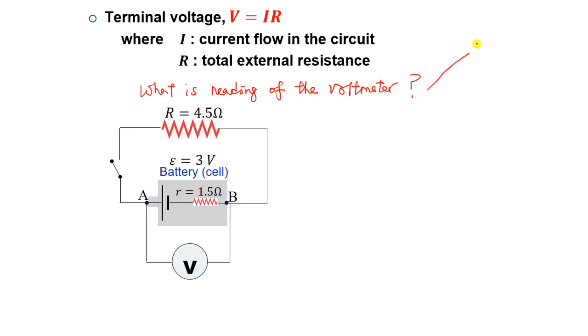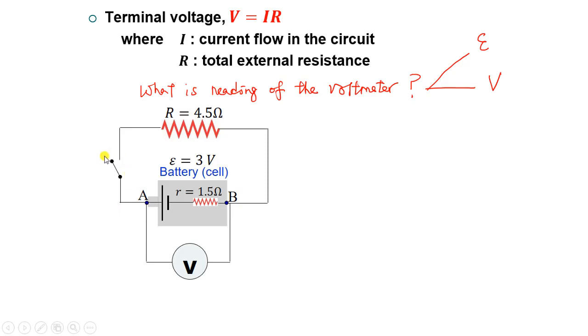It will measure either EMF or terminal voltage. So, what does the voltmeter measure? EMF or terminal voltage? It depends on whether we have current in the circuit or not. I repeat, the voltmeter measures either EMF or terminal voltage, depending on whether our circuit has current or not.